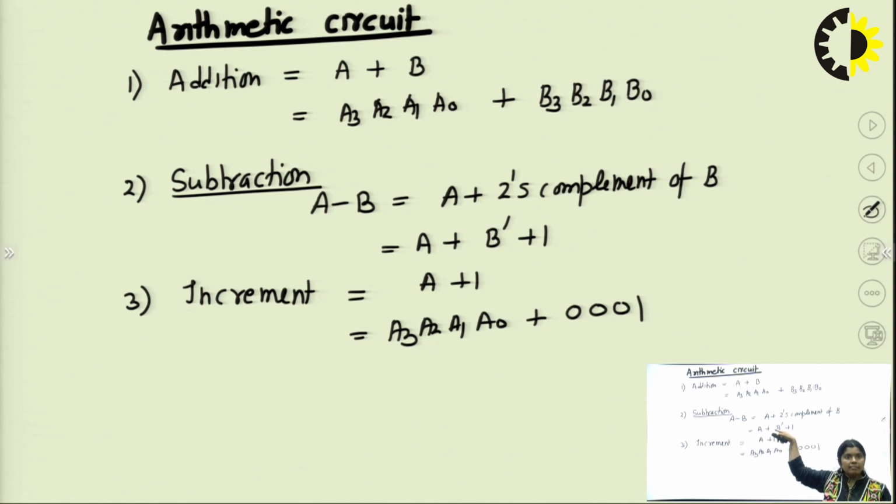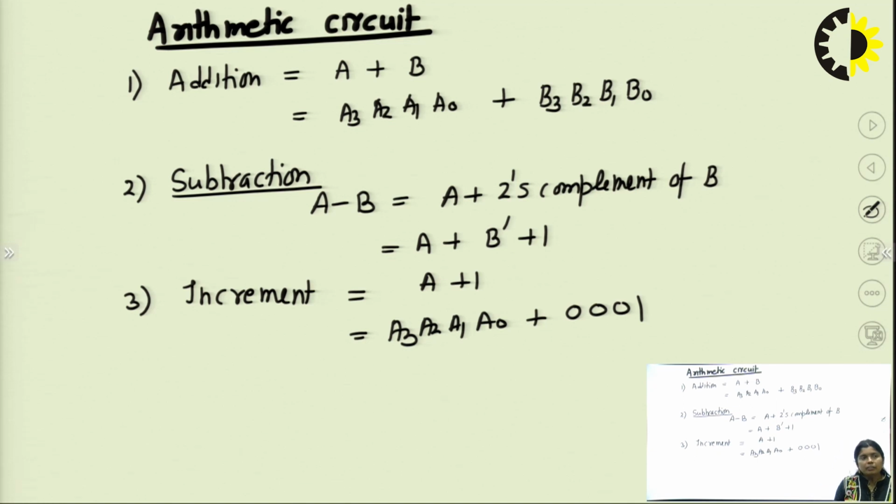Now, in addition and subtraction, we can see that both have the opcode plus. But in the subtraction operation, the B value will be changed. In the addition there is B, but in the subtraction there is B complement. Again, A is considered as A0, A1, A2, A3 and B complement is considered as B0, B1, B2, B3 complement.